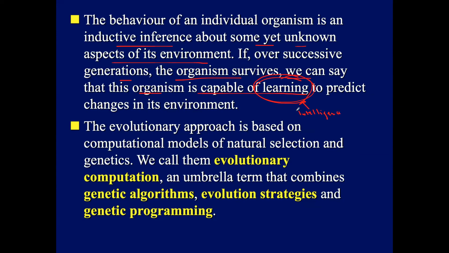How do we define intelligence in the context of evolution? Evolution is about survival, as most of you know. It's about changes and the ability of organisms to survive with those changes. So we are saying that if an organism learns how to survive, then we can associate that with some form of intelligence.